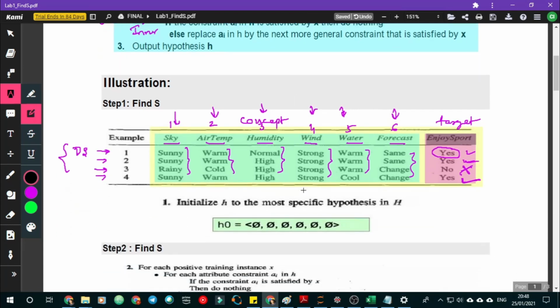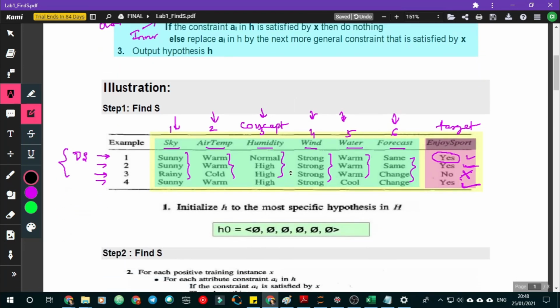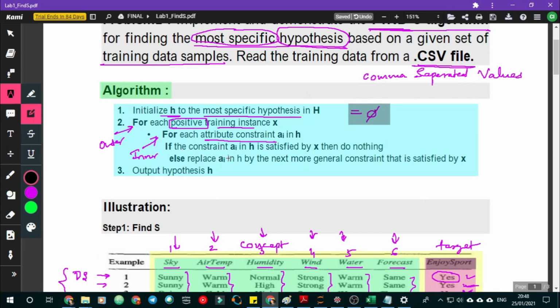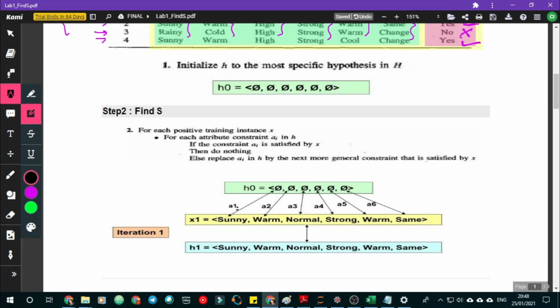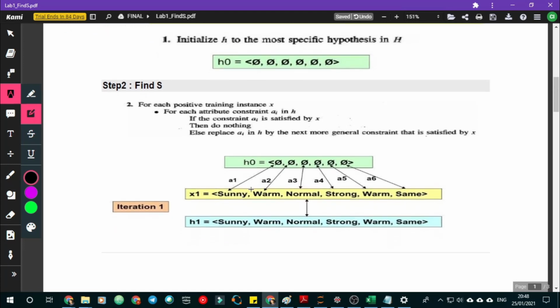Now we'll read this algorithm step by step, and see how it works with the help of a diagram, so that it will be easy to understand.